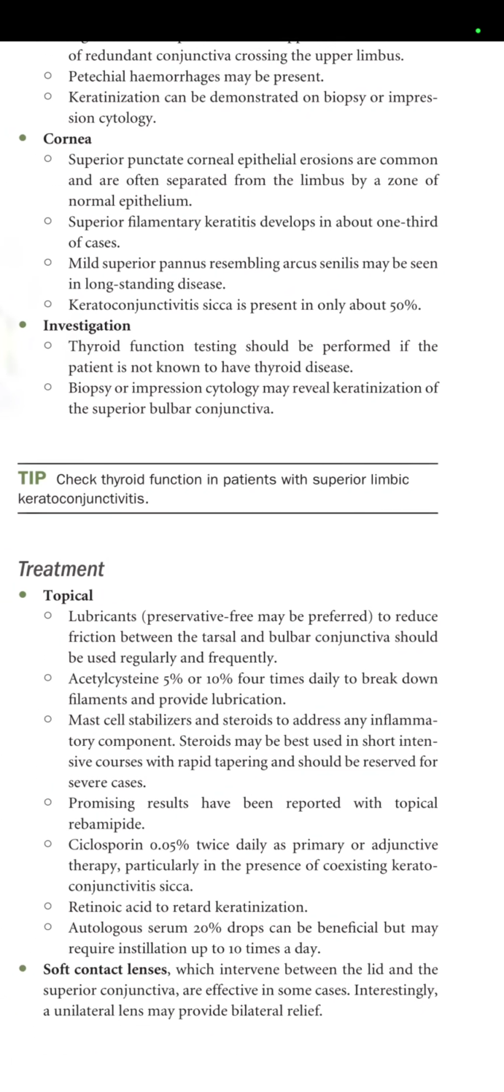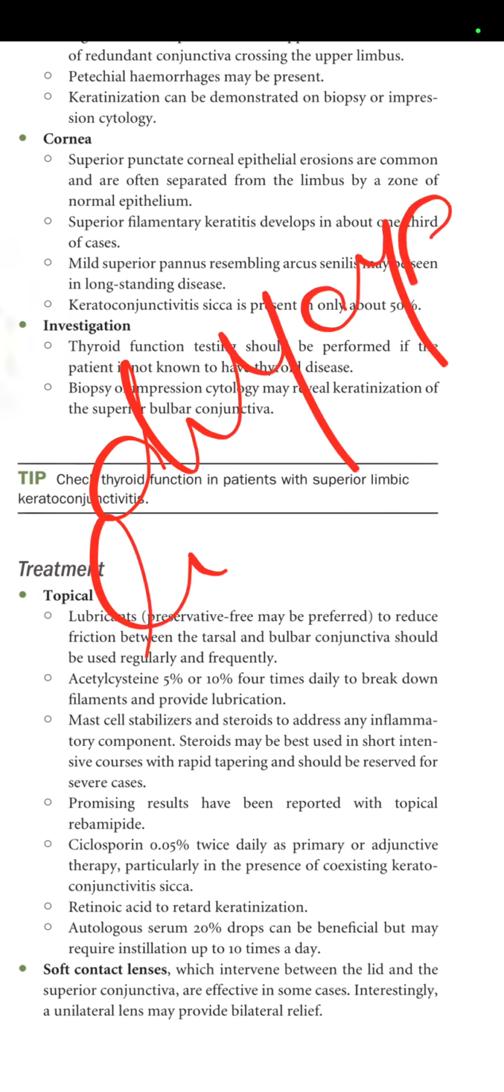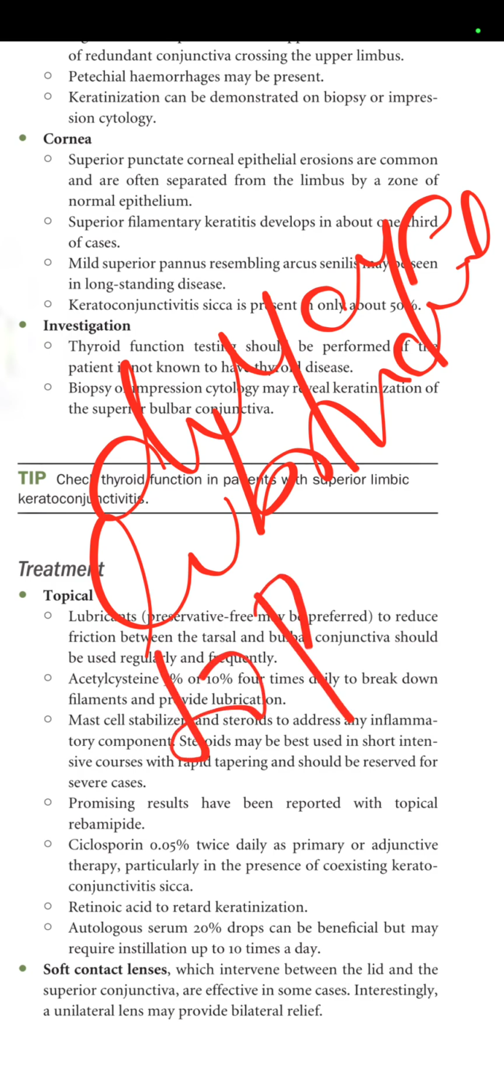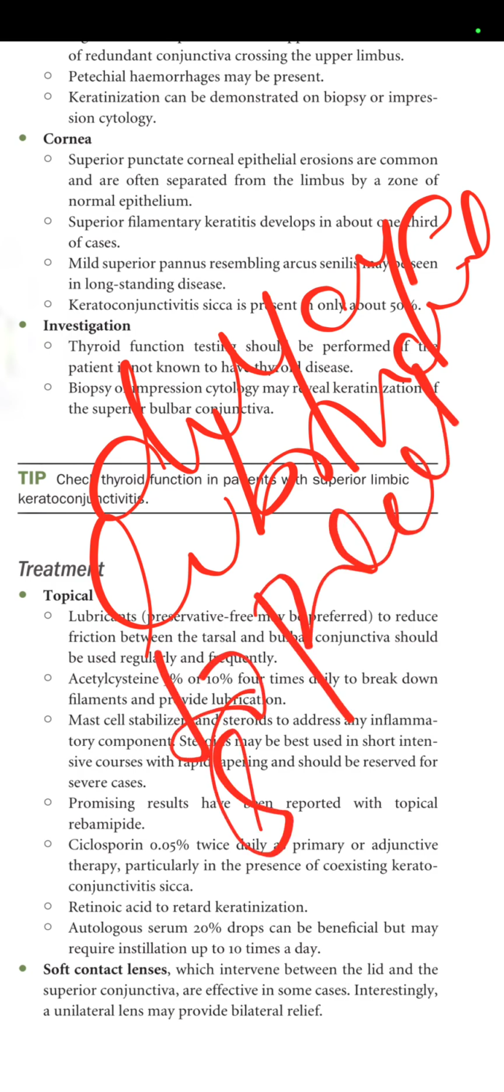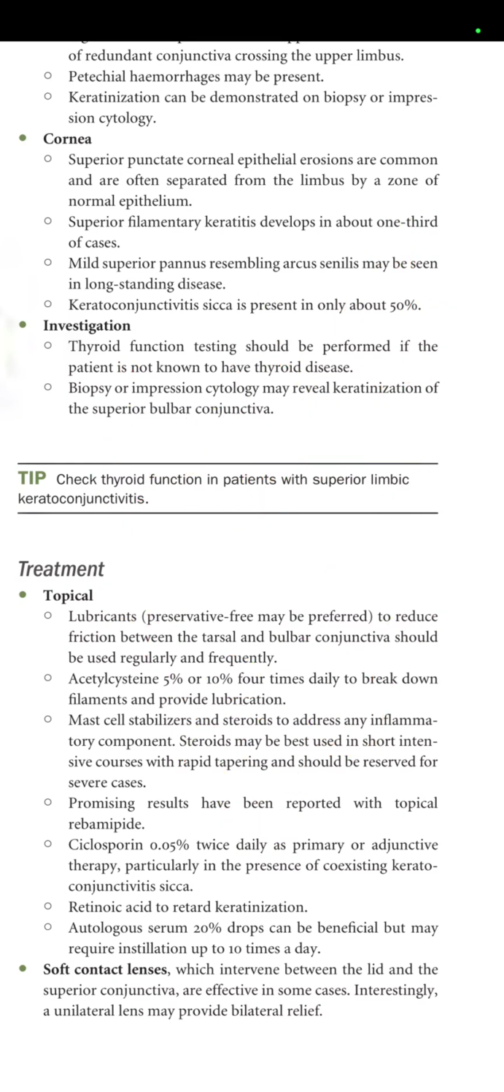So, treatment. You know that dry eye is common, so you have to give lubricants in this case, and you can treat it with topical steroid for the inflammatory component, and for the filamentary component you can give acetylcysteine, and if there is keratinization, you can give retinoic acid. Very simple. But if this condition is not improved, there will be another treatment, the surgical treatment, which we will discuss in this topic.